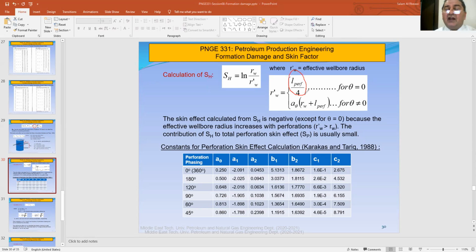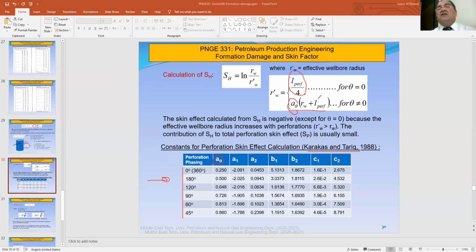The perforation tunnel length divided by 4. When the phasing angle is more than 0, then we could go with this model. What we have here, A theta. A theta is taken from this table. See, this is A theta, depending on your phase angle. RW is your actual wellbore radius, and this is the perforation length. This table is given by Karakash and Tariq, 1988.